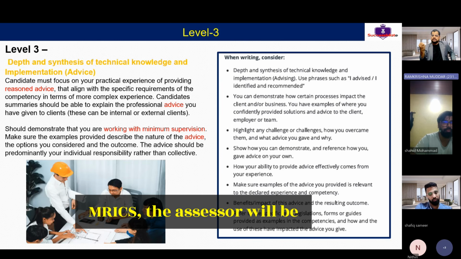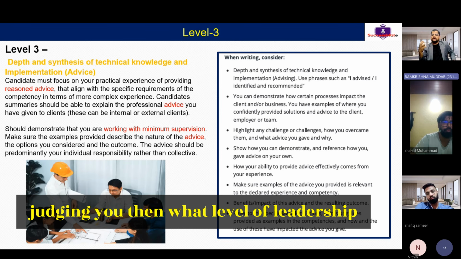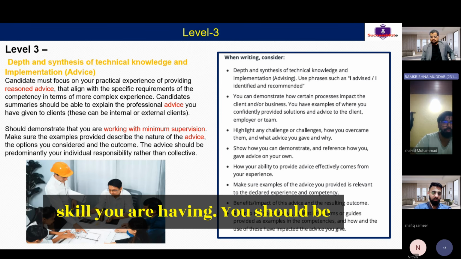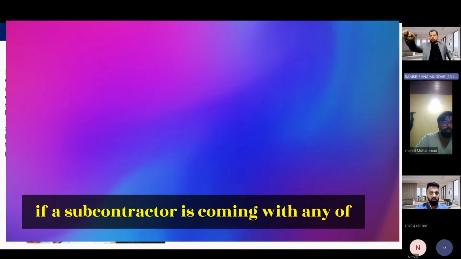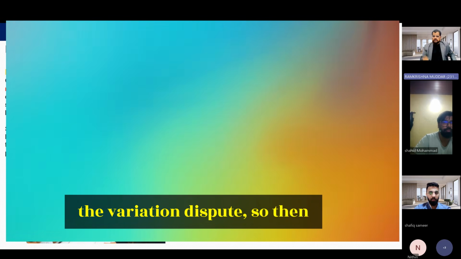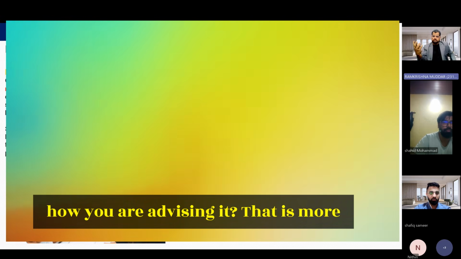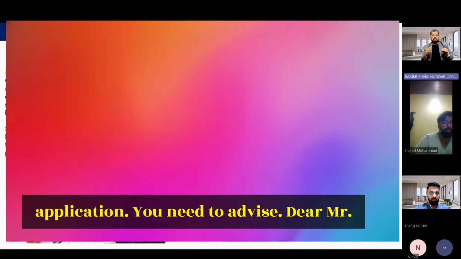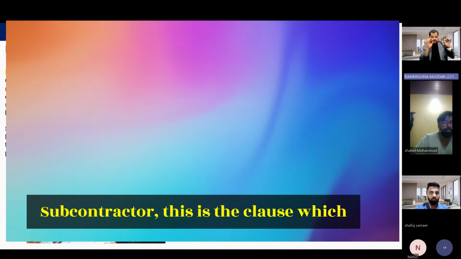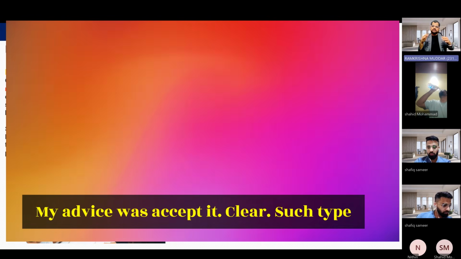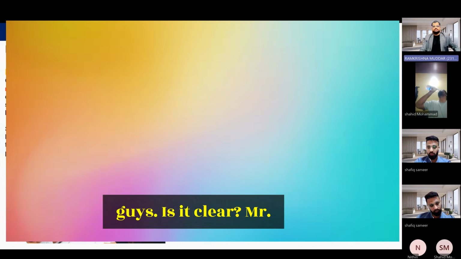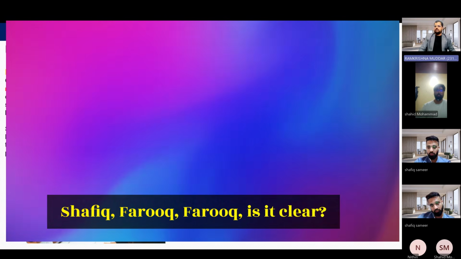Once you become an MRICS, the assessor will be judging what level of leadership skill you have. You should be working independently. That is more important. If tomorrow a subcontractor comes with any variation dispute, how you are advising him, that is more important. Here it's not about application. You need to advise: dear Mr. Subcontractor, this is the clause which you need to refer. So I advised the subcontractor to use XYZ clause. My advice was accepted. Clear? Such type of things you need to write. Clear, guys? Is it clear? Mr. Shafiq, Farooq, is it clear? Mr. Farooq?